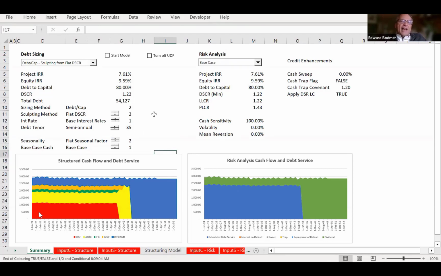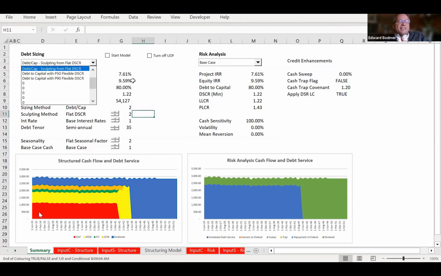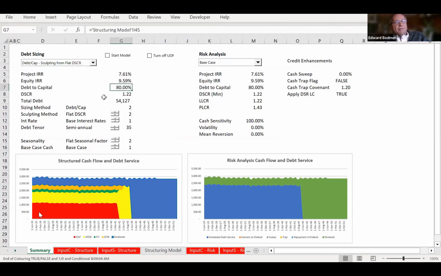Okay, so now in this case, I sized the debt with 80% debt to capital, and I backed into the DSCR, and there's a mathematical method that's pretty easy to use. I use an LLCR formula to back into this and get a DSCR of 1.2. And by the way, in this scenario you can see that the aggregate DSCR is 1.22, but there are different debt tenors.